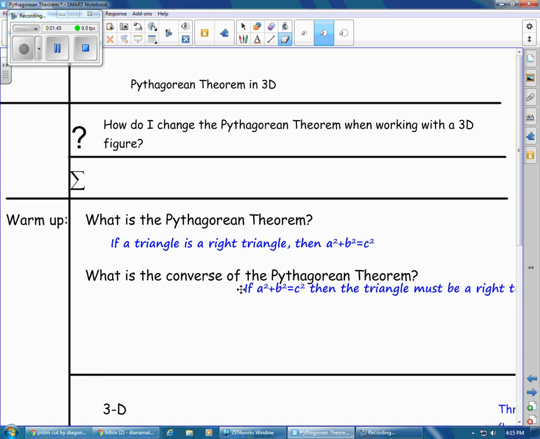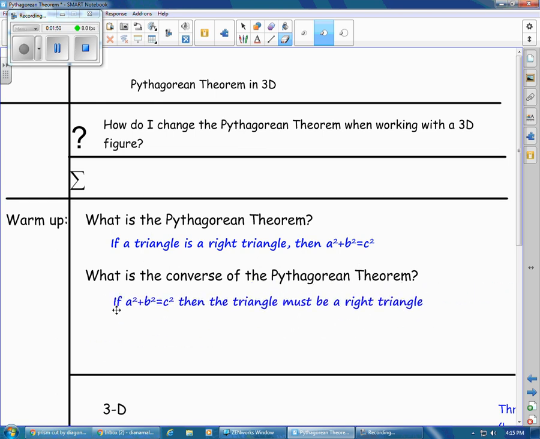The converse of the theorem: if a squared plus b squared equals c squared, then the triangle must be a right triangle. So that's like when I don't know if it's a right triangle or not, but I have all of the side lengths. Then I can use those side lengths to plug into the a squared plus b squared equals c squared formula to see if it is a right triangle or if it is not a right triangle.